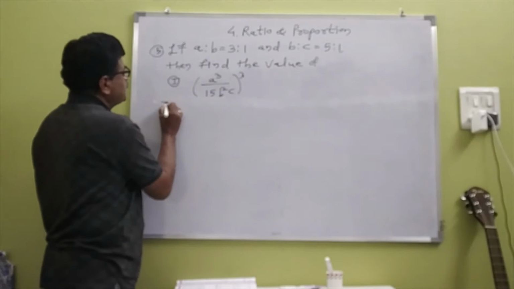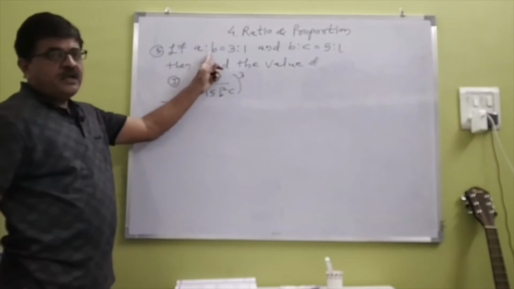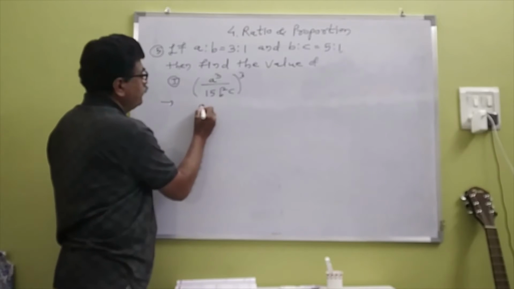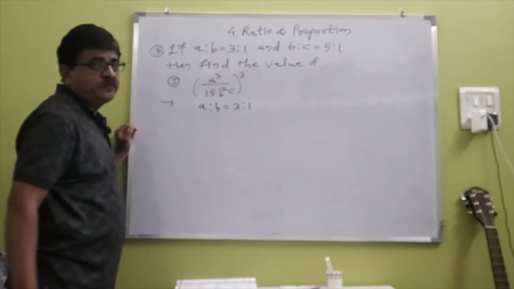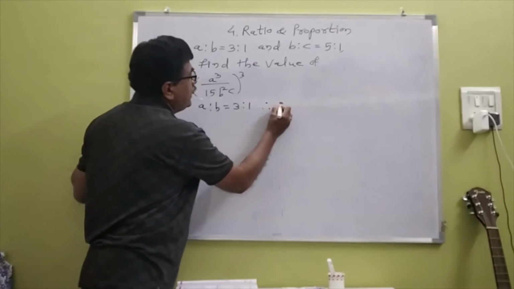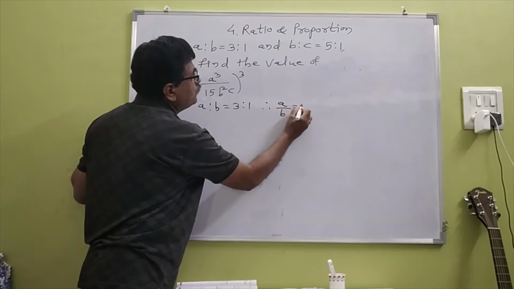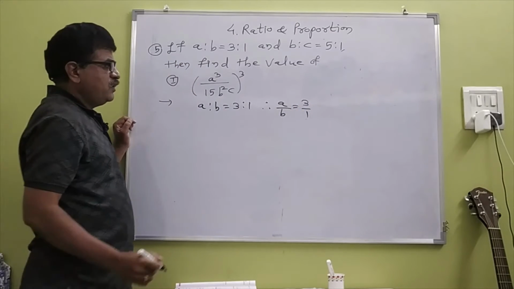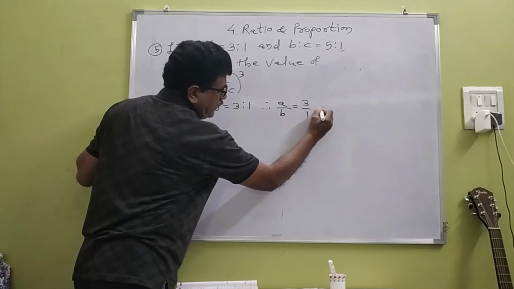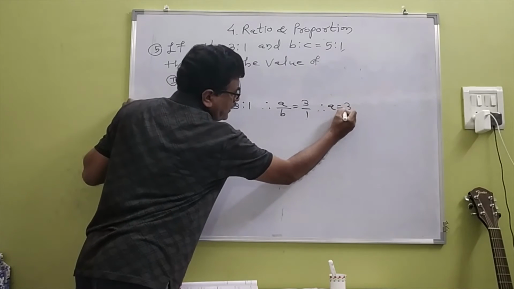Now here first write down given A is to B is equal to 3 is to 1. Therefore, A upon B is equal to 3 upon 1. Therefore, write down value of A. Therefore, A is equal to 3B.